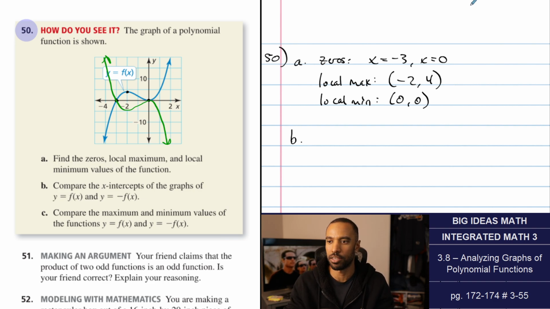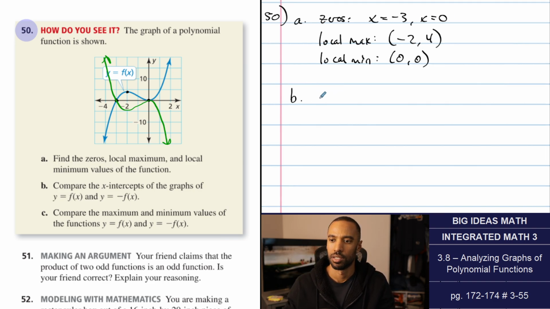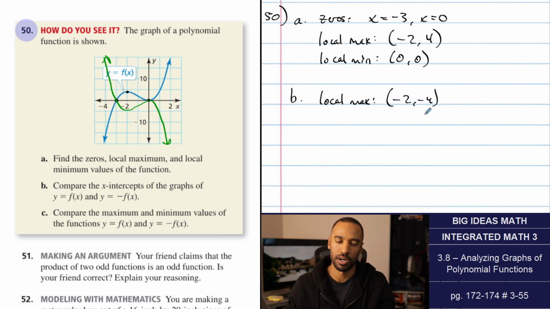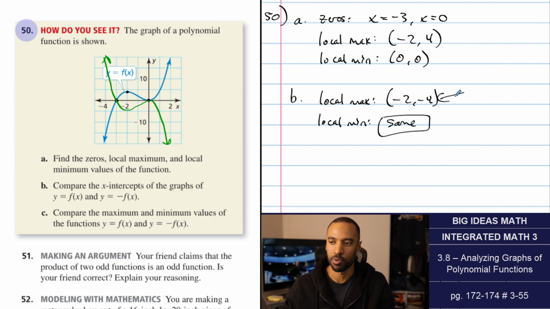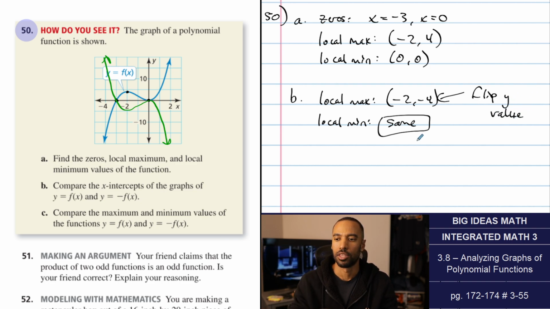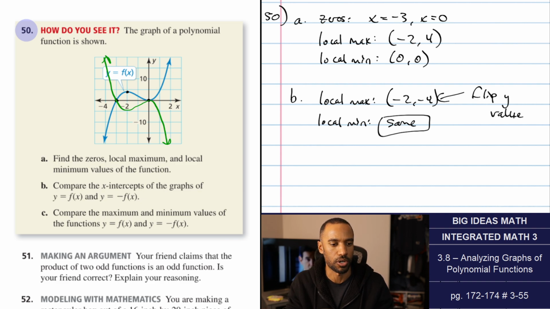So what do they say? Compare the max and min values. The max is now opposite, right? It's -2, -4, if that's indeed the number. And then the local min is the same. So as far as this, flip the y value, change its sign. It's the opposite y value. The local min is the same because it's still at 0, 0.